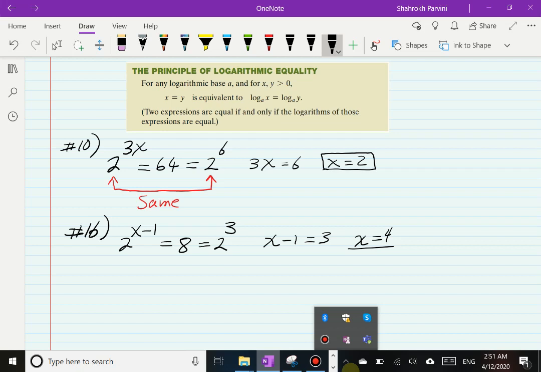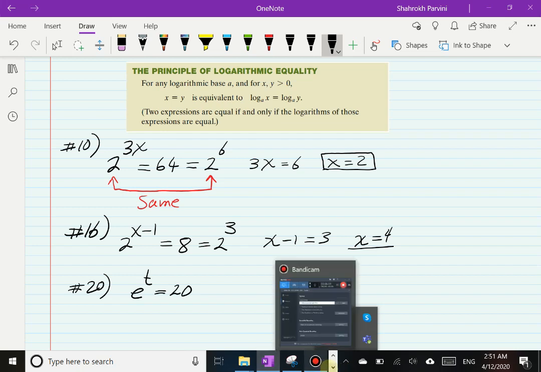And let's take a look at number 20. In number 20, again, we have an exponential equation, e to the t equals 20. Now, here is a case where we do not have the same base. So we don't have a common base in this one.